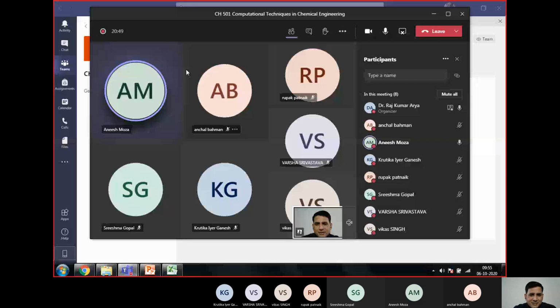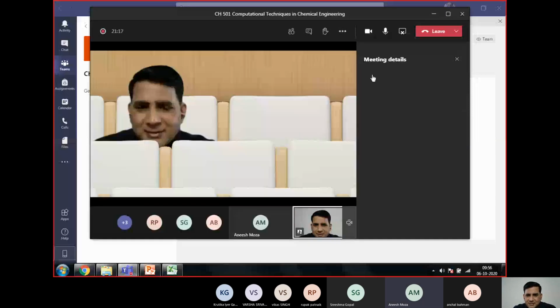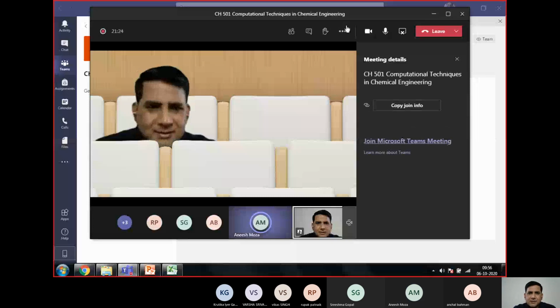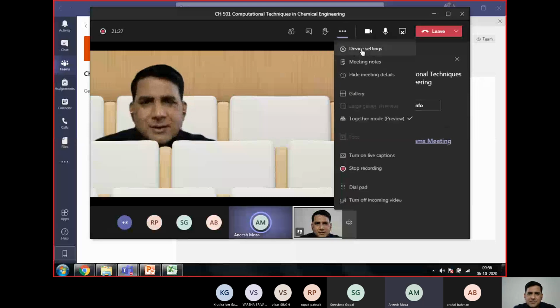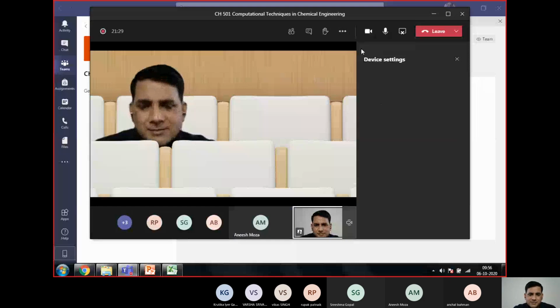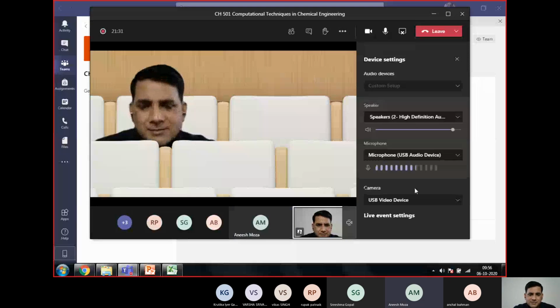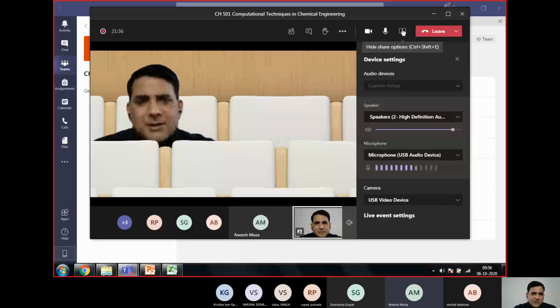Meeting details, what you have here. This joining, copy, and device settings. This is the audio and something. And what is this? It's sharing options.